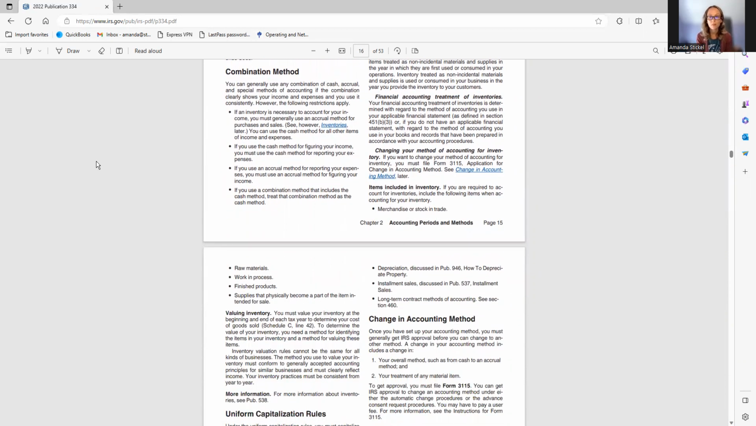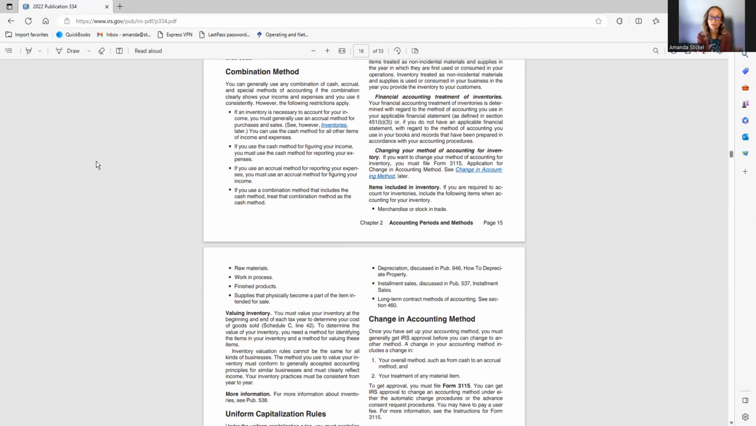Financial accounting treatment of inventories. Your financial accounting treatment of inventories is determined with regard to the method of accounting you use in your applicable financial statement, as defined in section 451(b)(3). Or if you do not have an applicable financial statement, with regard to the method of accounting you use in your books and records that have been prepared in accordance with your accounting procedures. Changing your method of accounting for inventory. If you want to change your method of accounting for inventory, you must file Form 3115, the application for change in accounting method.